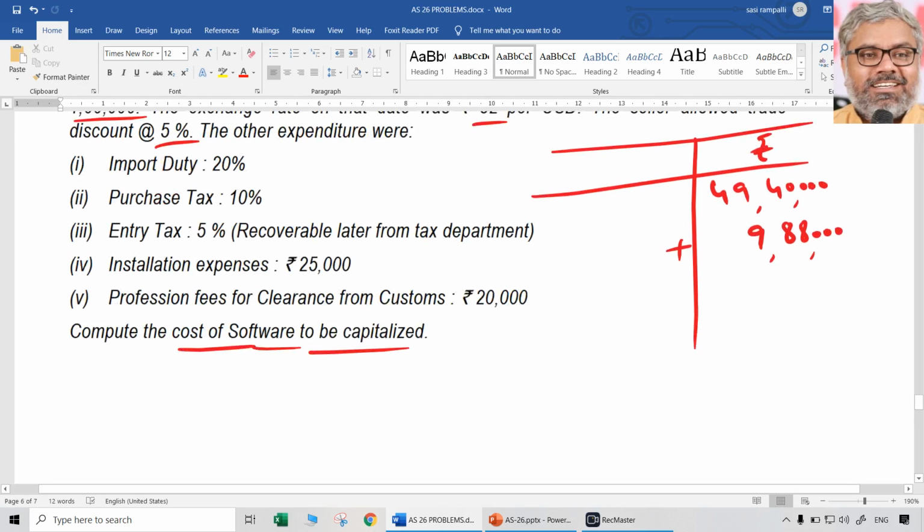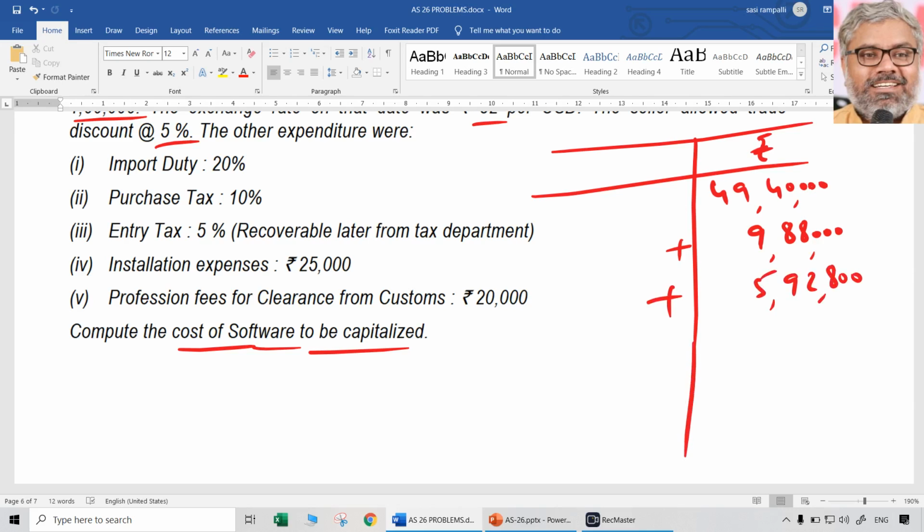Then purchase tax 10% it says. Maybe that is on both 49,40,000 plus import duty. Like that we can say, though it is not clearly given. So let us assume like that. So on the total of purchase cost plus import duty, if it is purchase tax, that is 10%. If that is the case, then 5,92,800 will be the purchase tax. That should be added also. If you take only on 49,40,000, 4,94,000, also not a problem. That's also okay. Then entry tax 5%, recoverable later from tax department.